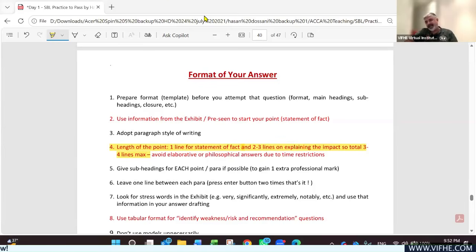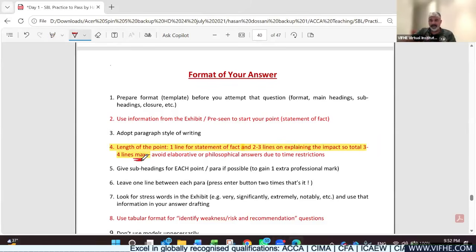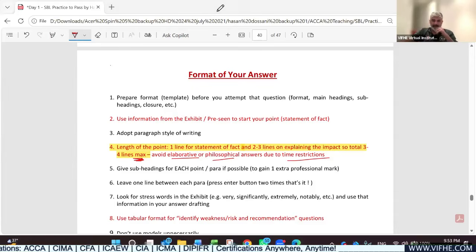Some points can be 3 lines, some points can be 4 lines. You can have a mix of 3-line and 4-line points. Okay, 3 to 4 lines max. See this word? Maximum. Avoid elaborative or philosophical answers due to time restriction. If you start writing lengthy points, you will not be able to complete the paper. Ideal number of lines is 3 lines, max 4. Everybody clear on this?